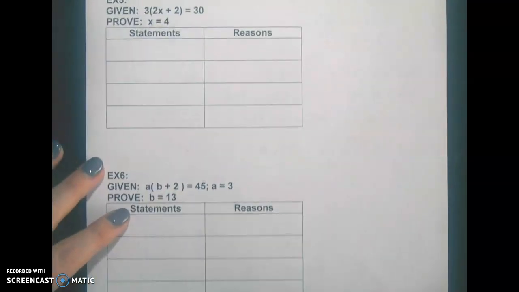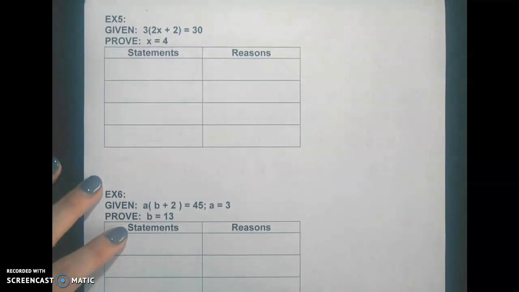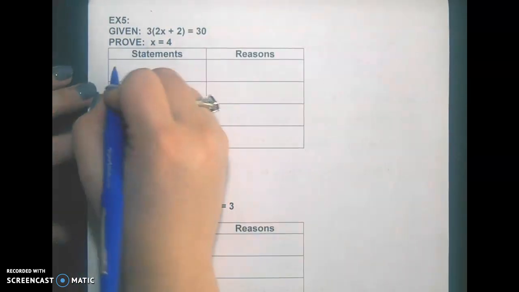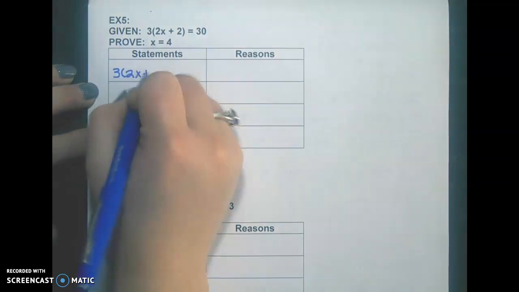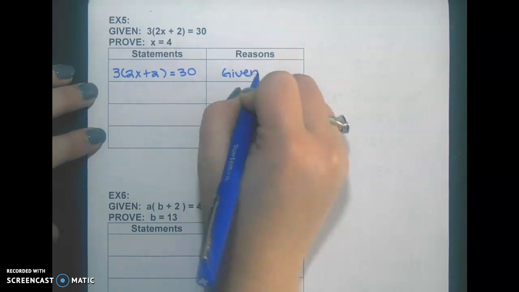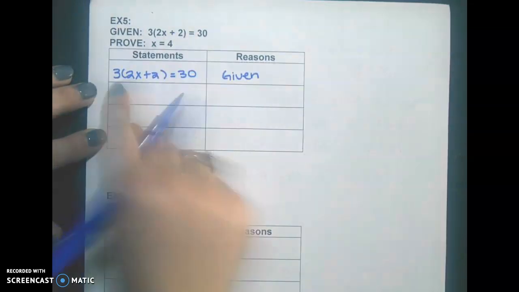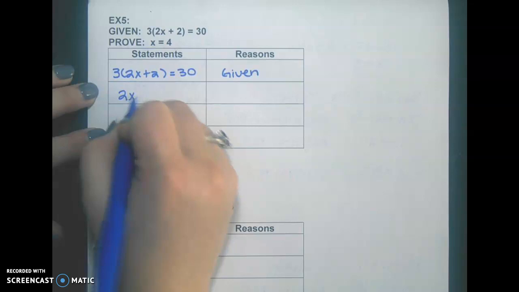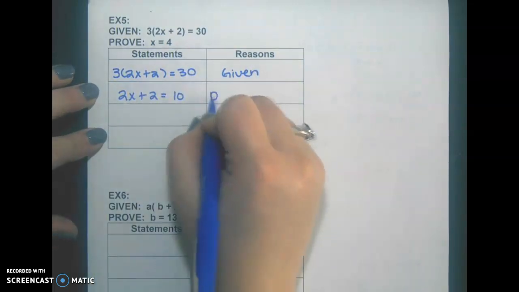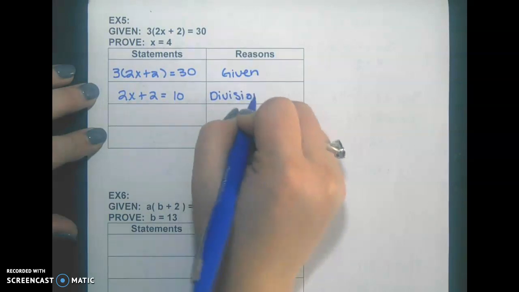Let's move on to number 5. Given 3 times 2x plus 2 equals 30, prove that x is equal to 4. So again, I'm going to start with what I'm given. And my reason is that it's given. And the first thing I need to do is divide this 3 on both sides. And I get that 2x plus 2 is equal to 10. And that would be because of the division property of equality.